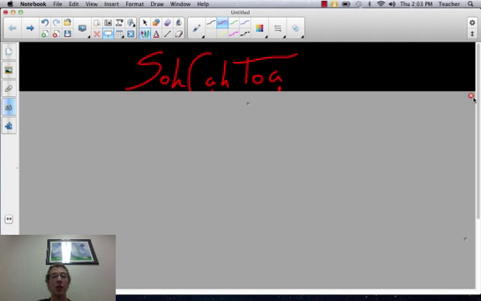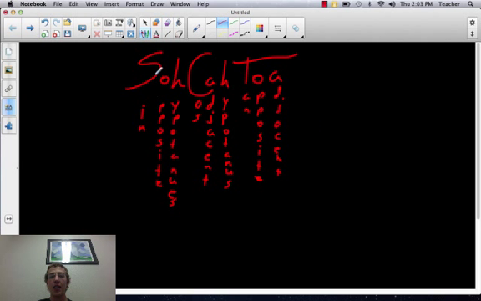Now, SOHCAHTOA is a little way of remembering what each one stands for. Sine, or sin, means opposite over hypotenuse. I'll explain it, don't worry. Cosine is adjacent over hypotenuse. Tangent is opposite over adjacent. This seems extremely confusing, doesn't it? Yes, well, that's your answer, is yes. I don't care.